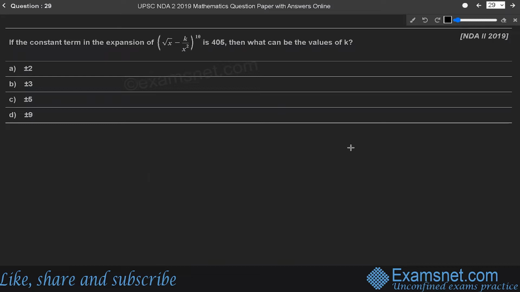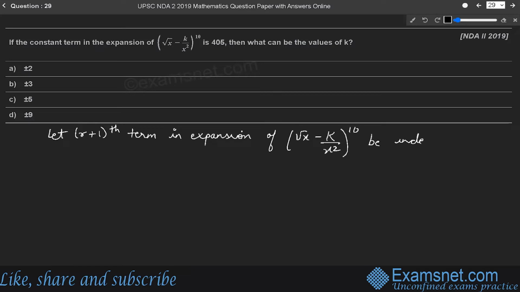Next question is, if the constant term in the expansion of (√x − k/x²) whole power 10 is 405, then what can be the values of k? We have to find the possible values for k here. Let the (r+1)th term in the expansion of (√x − k/x²) whole power 10 be independent of x.